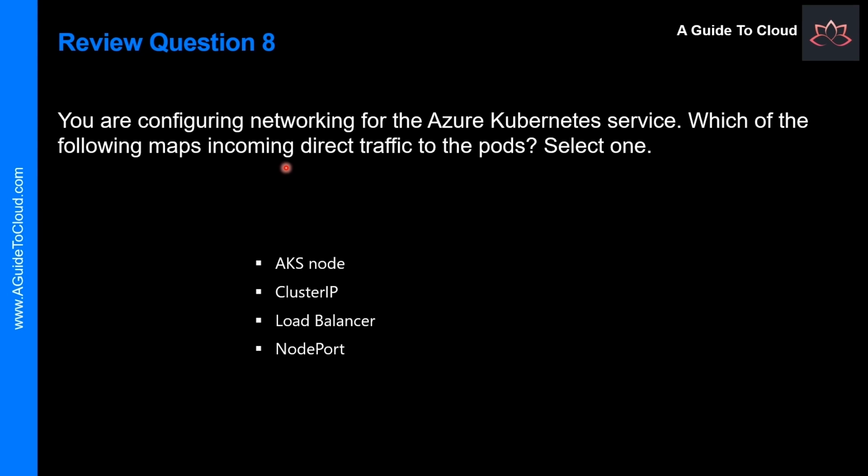You are configuring networking for the Azure Kubernetes service. Which of the following maps incoming direct traffic to the pods? You just need to select one. Is it AKS node? Definitely not. Not the cluster IP or the load balancer. The correct answer is node port. Node ports map incoming direct traffic to the ports.